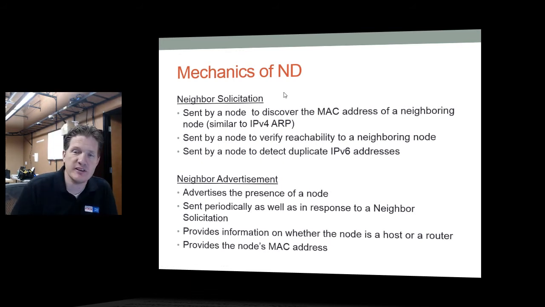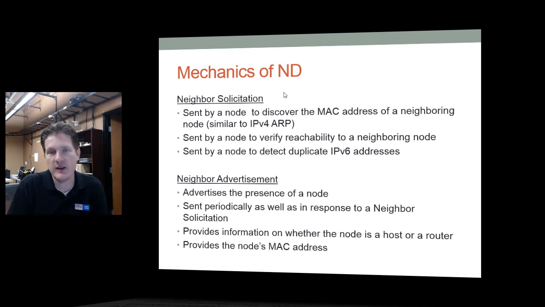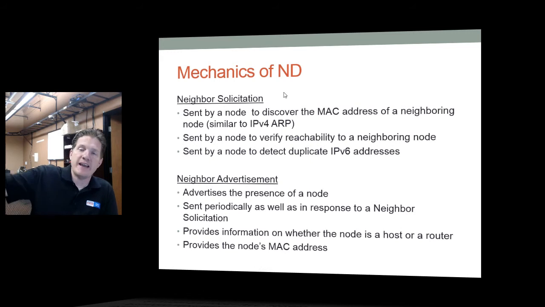So hosts can solicit each other with network discovery, and this is the replacement of what we used to know as ARP. So it'll go out and find out, hey, are you reachable? And if you are, tell me what your MAC is. And also, this is a great way for us to discover if there are duplicate IP version 6 addresses in our local scope.